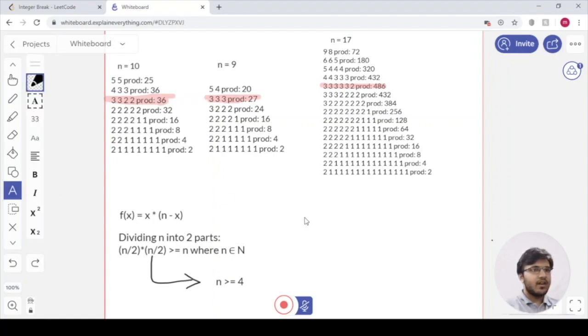So here we have 10. So what we can do is, as we want to get the maximum number of 3s, we subtract 3 from it and multiply it. So we take 3 out of 10 and then we multiply the remaining number, that is 7. Now we know that n, that is 7, is still greater than or equal to 4. So we can still subtract 3 from it.